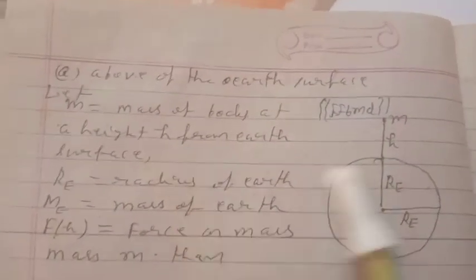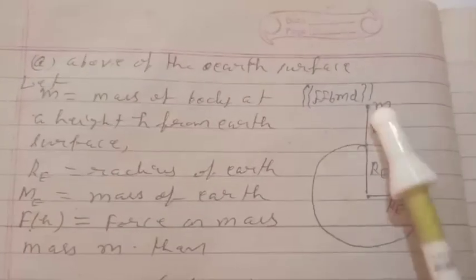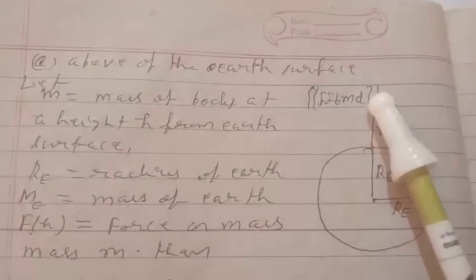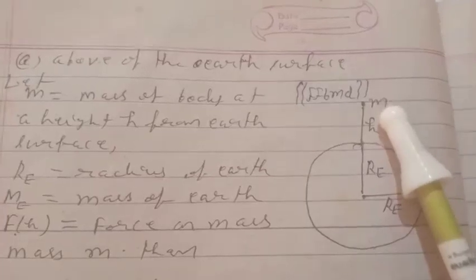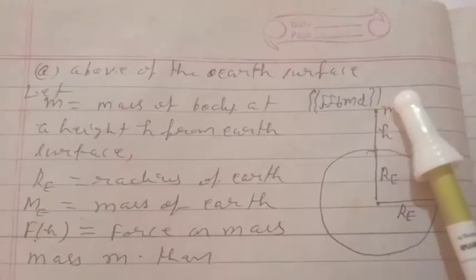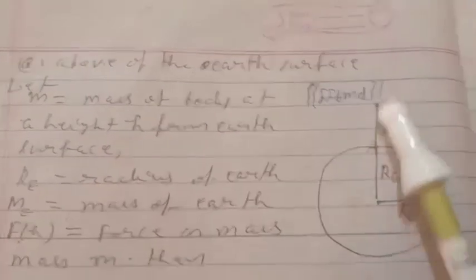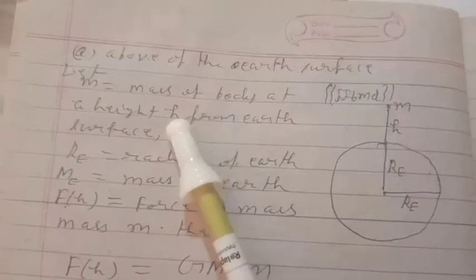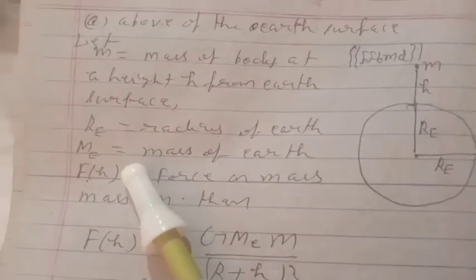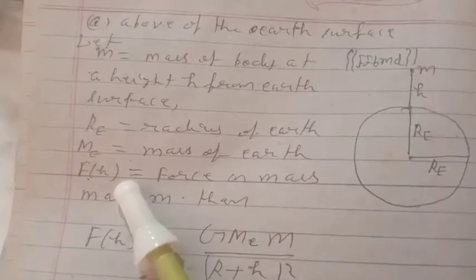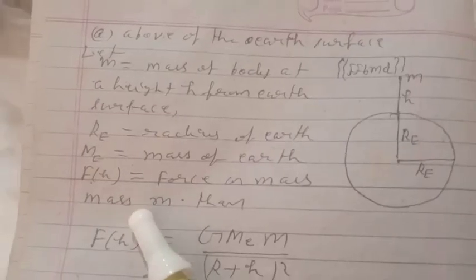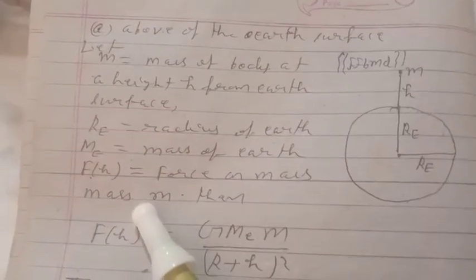First, above the earth's surface, here the earth is shown, and we are taking a point at a distance h, and a point with mass m. Re is the radius of earth, and h is the height from the surface of the earth. Let m equal the mass of the body at a height h from the earth's surface, Re equal the radius of earth, Me equal the mass of the earth, and Fh equal the force on mass m.